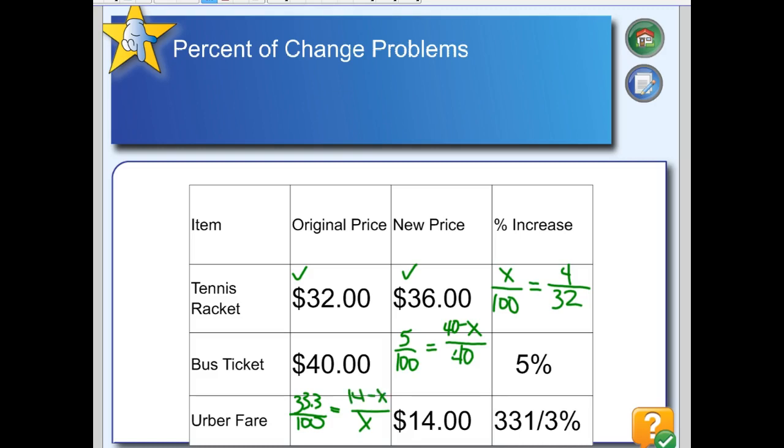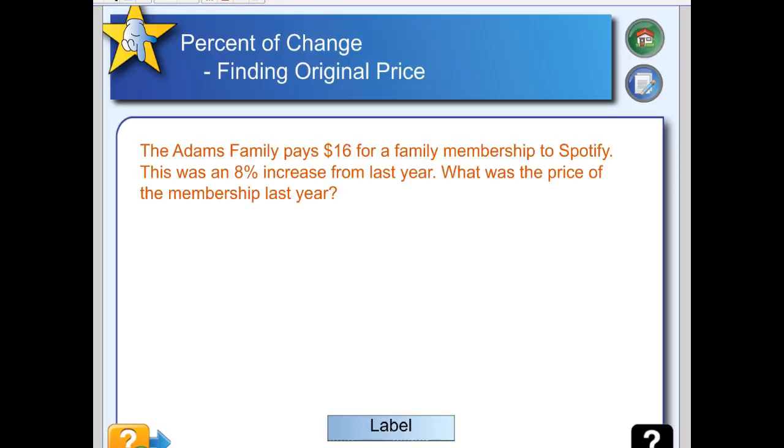And I put them all here in the chart because I wanted you to see placement of X is very important because we've got to decide whether we're doing a percent increase or a percent decrease. And then we're just going to go back and use our proportions that we talked about back in 7.2. Now, I've got one story problem for us to look at. Let's go ahead and get to there.